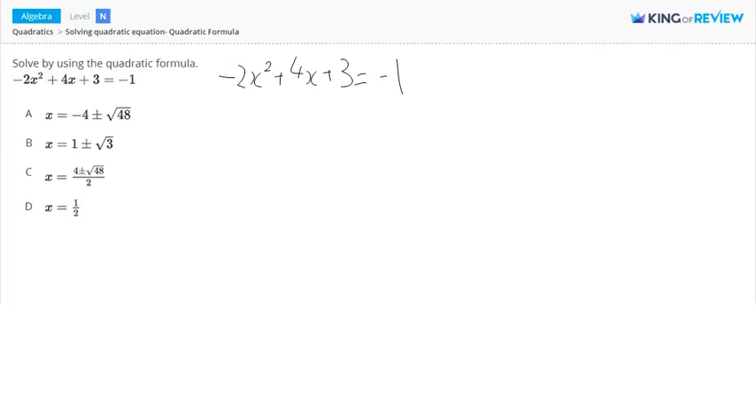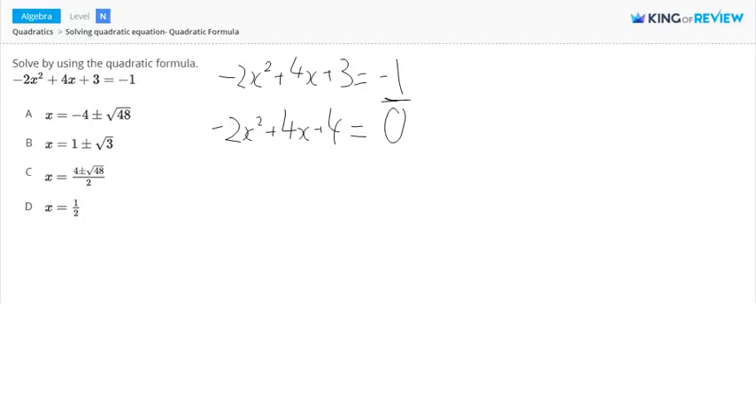Now when we're doing the quadratic formula, you want a quadratic equation that's set equal to 0. So you don't want this negative 1 over here. So what can we do? We can just add 1, can't we? So that'll say negative 2x squared plus 4x plus 4.